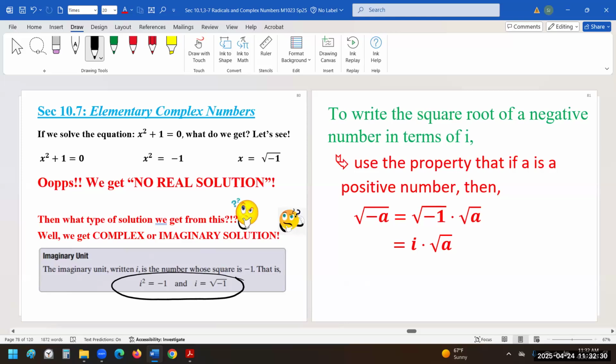Now, how do we write them? Let's say we have a negative number under the square root. First step is we split it into two pieces. One is with -1 and one is with the real number. The real number we know what that is. We just write that down, whatever that is. If it's a perfect square number, we get a number back. If it's not a perfect square number, we keep our radical. But the square root of -1 turns into the imaginary number i.